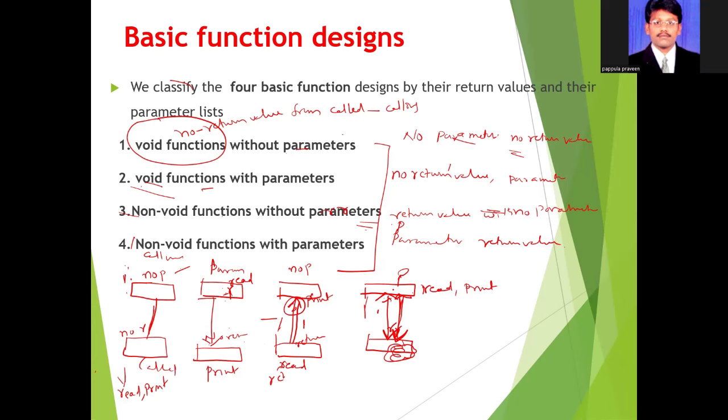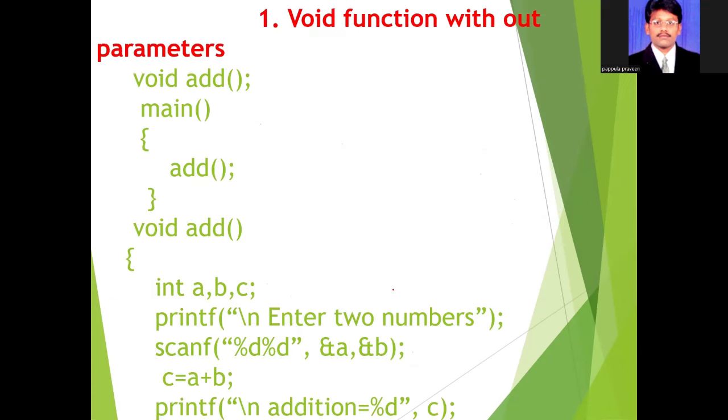First approach is the no parameter, no return value. Second one is the parameter, no return value. Third one is the no parameter, return value. Fourth one is the parameter, return value. Right? Now, coming to a simple example, first no parameter, no return value. Now, this is the prototype. Is there any parameters here? No. So that's why it is no parameter.